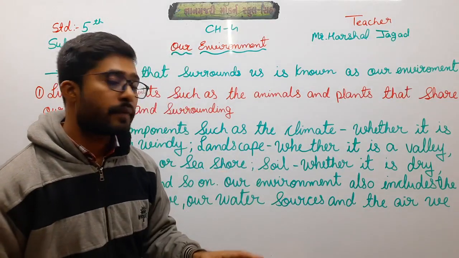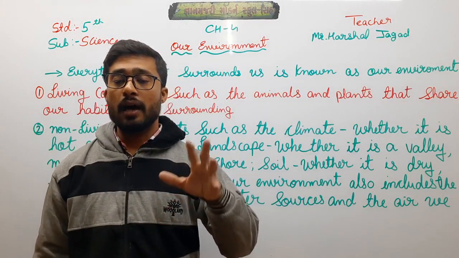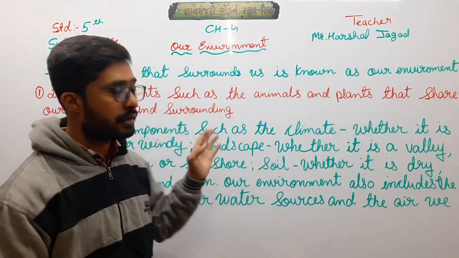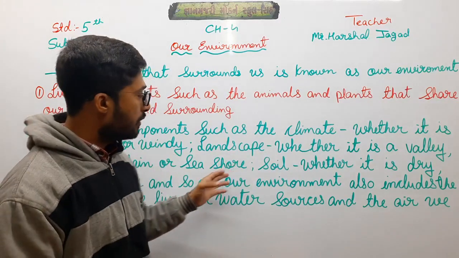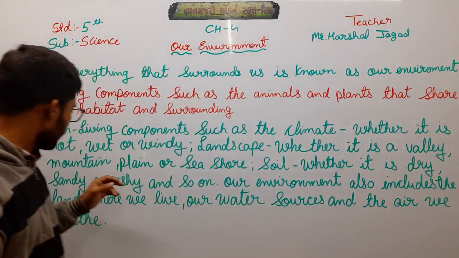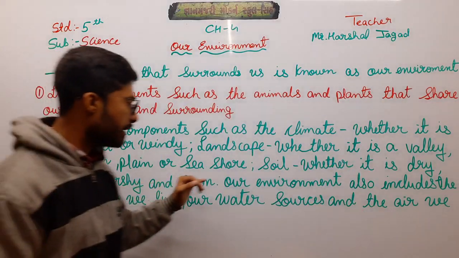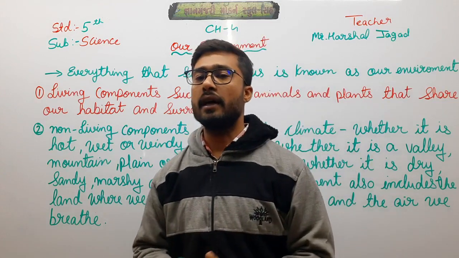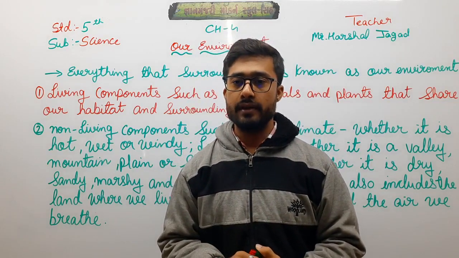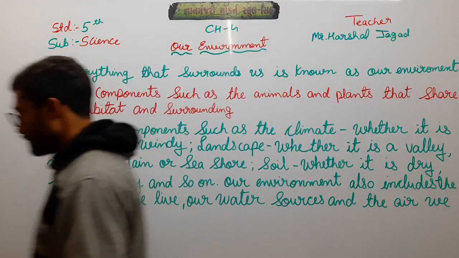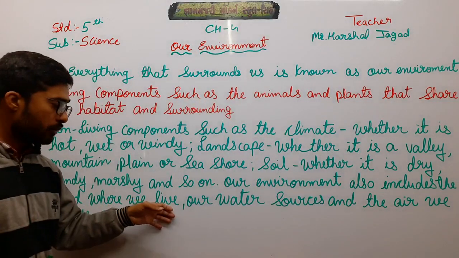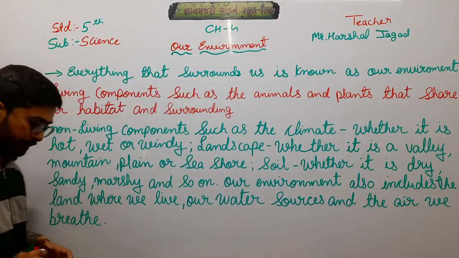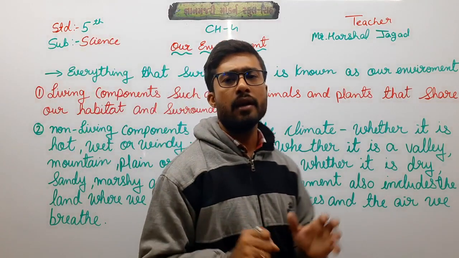Then soil. All places have different environments, different types of soil, different types of weather, different types of landscape. Soil may be dry, sandy, marshy, and so on. Okay students, and at last, it is where we live, our water sources, and the air we breathe. This is all about our environment.